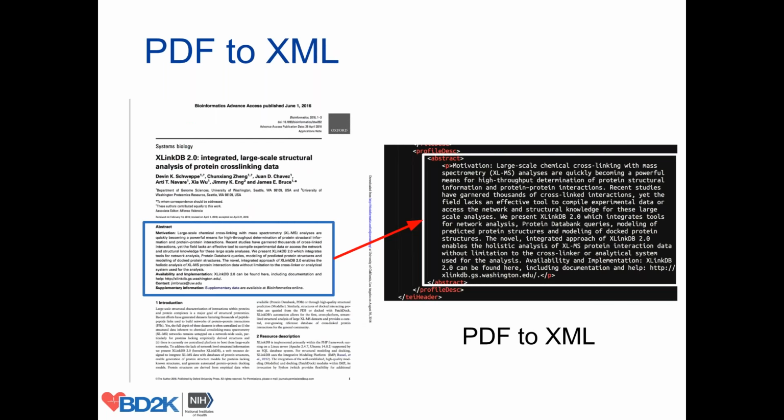Here's an example of the parsing procedure of PDF to XML. So the content in the blue box on the left-hand side is translated to the text in the white box on the right. So you can also see a tag abstract on the right-hand side.